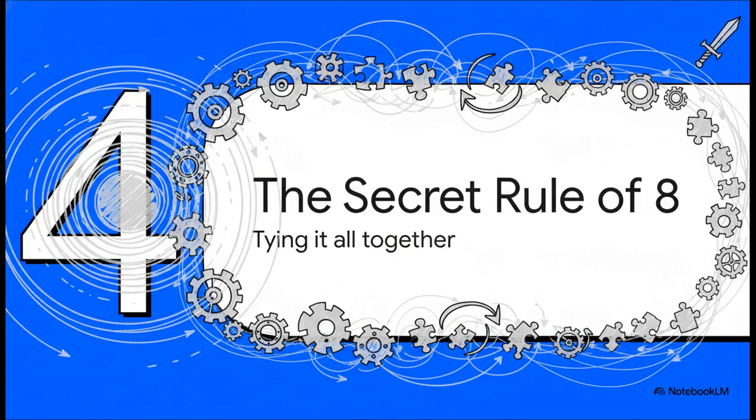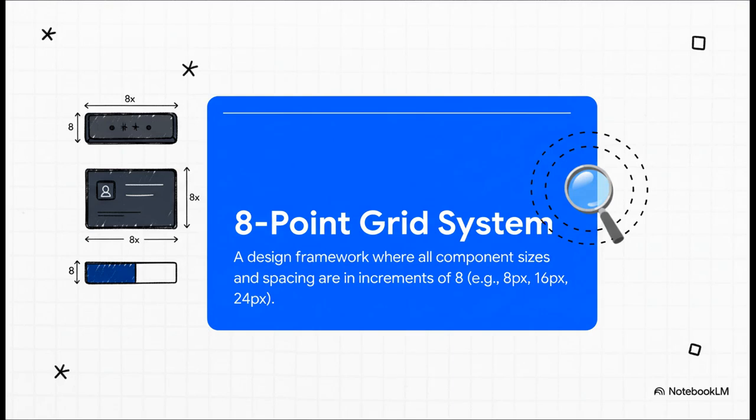And now, for the final piece of the puzzle. This is like the secret weapon that separates okay design from truly professional design. It's a dead simple system that makes sure every single thing on the screen feels like it belongs there, perfectly in its place. It's called the 8-point grid system, and the rule could not be easier. Every single size, every margin, every bit of padding inside an element, it has to be a multiple of 8. That is it. 8 pixels, 16, 24, 32, 40, and on and on.